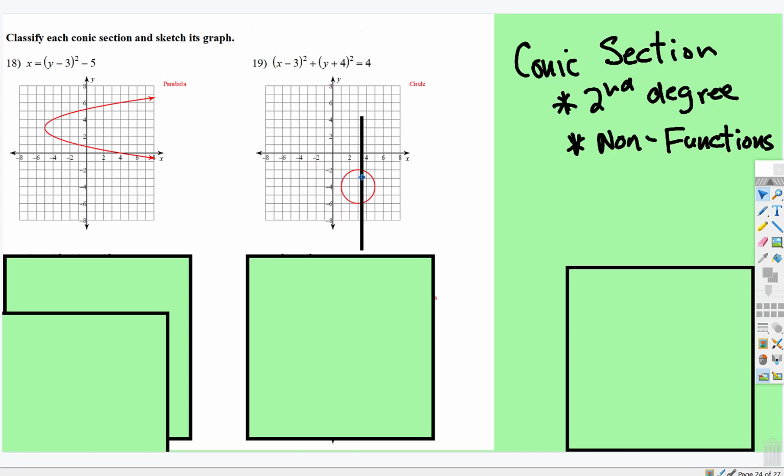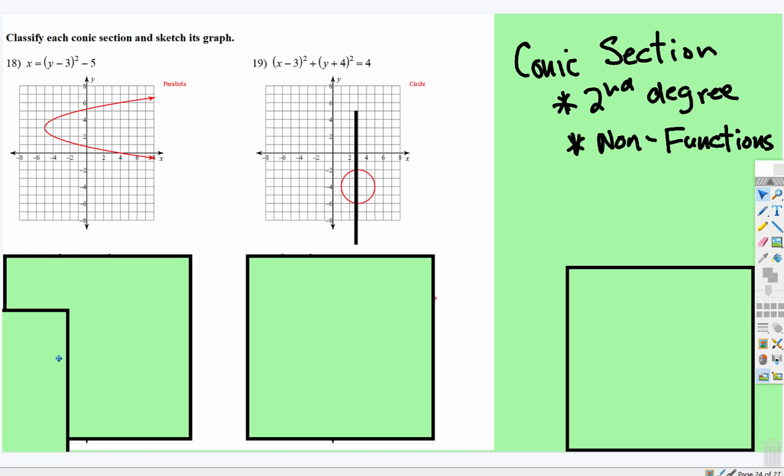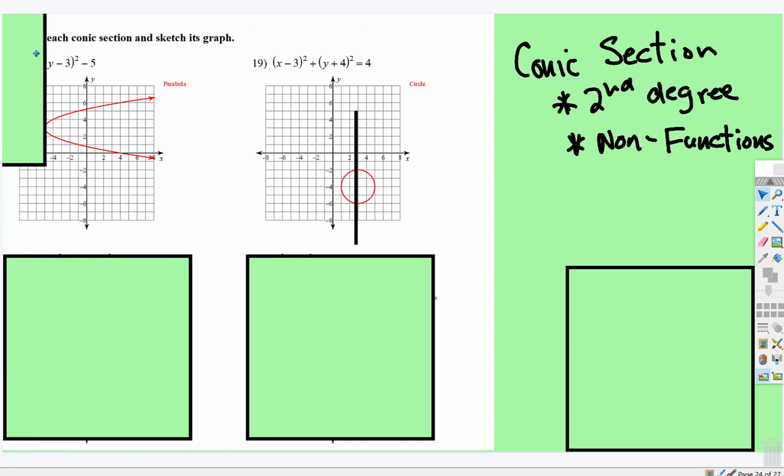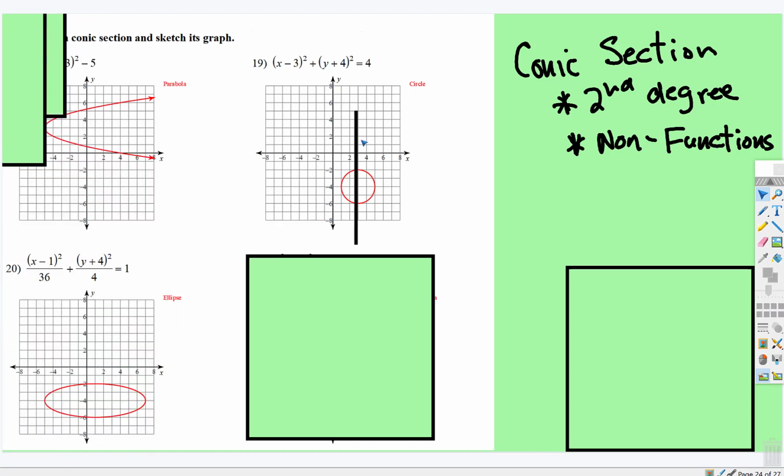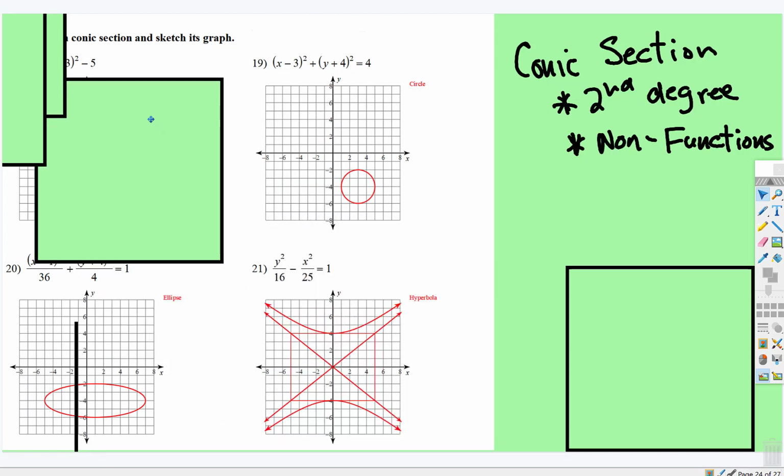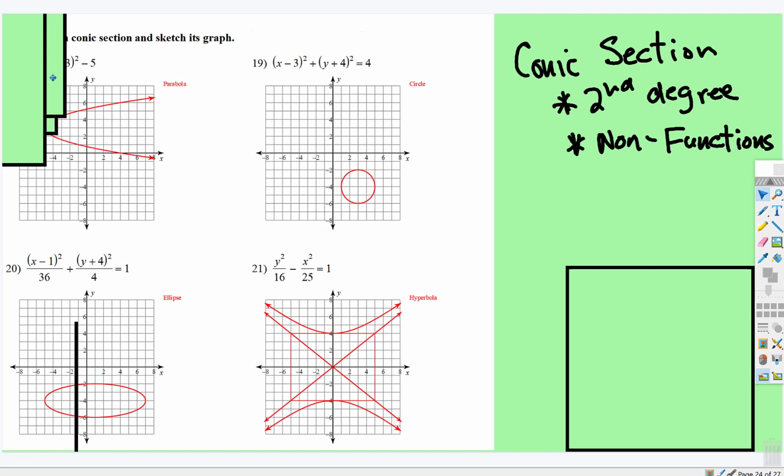Again, with a circle, when you move the vertical line, it touches the graph in at least 2 locations. All right, then the next type is an ellipse. A circle is a special type of ellipse, so the same thing applies. Take the vertical line, it touches the graph twice, which makes these 4 things non-functions, and so they have to be handled a little bit differently.